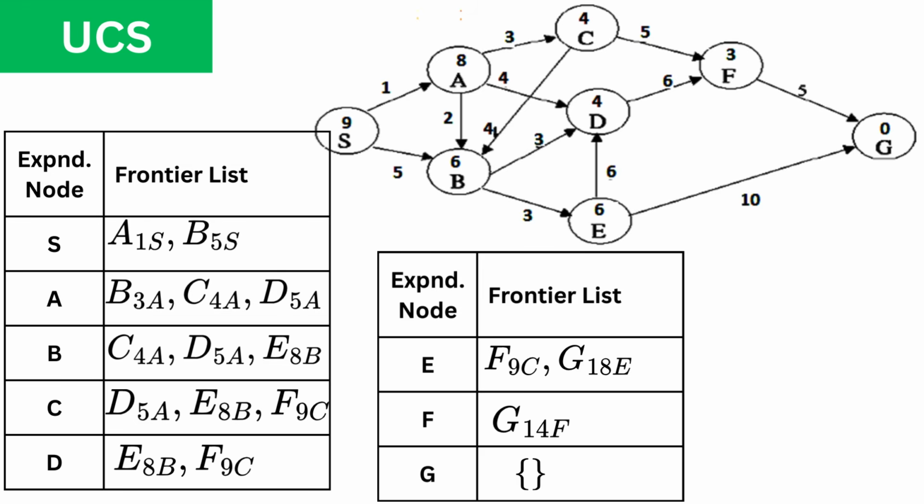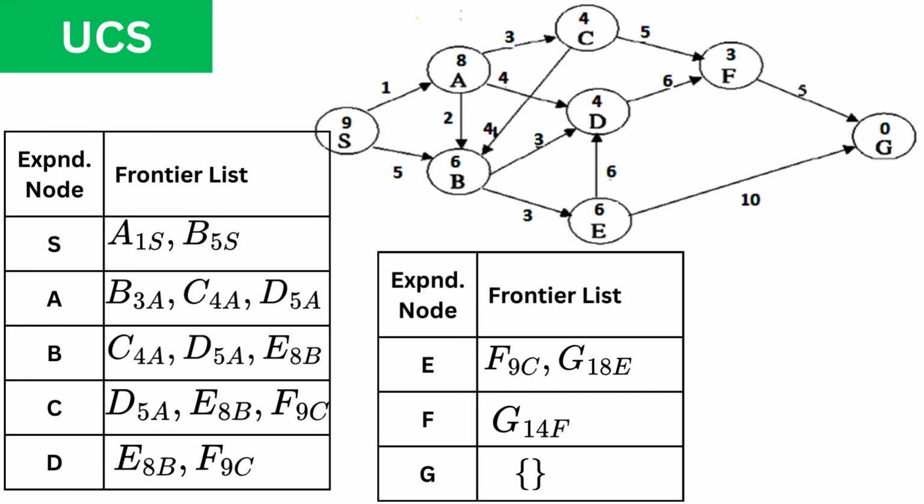Now let's look at a solution of the uniform cost search. From S we get A and B with costs 1 and 5. So they will be placed in the queue in order of their cost. A has the lower cost, so it is in the front, and B has the greater cost, so it is second. We will dequeue A, and the children of A are C, D and B. We got B with the lower cost, that is 3, so we will replace the previous B with this one. We will also add C and D with costs 4 and 5.